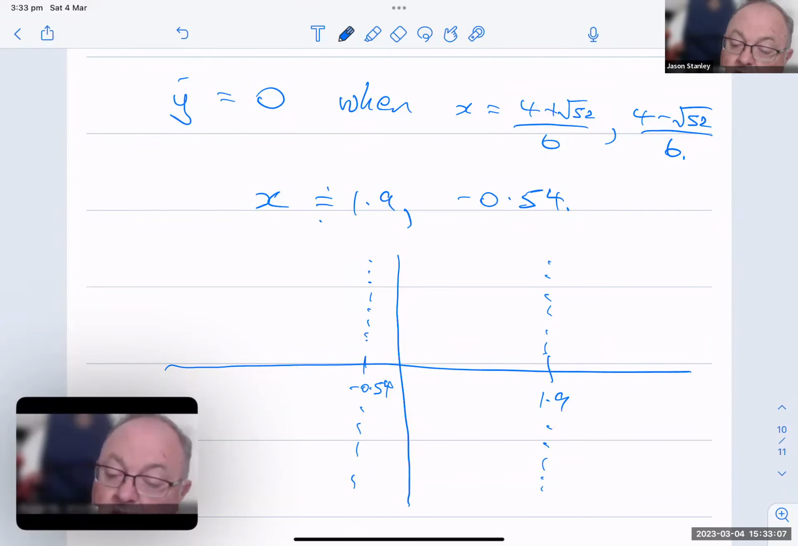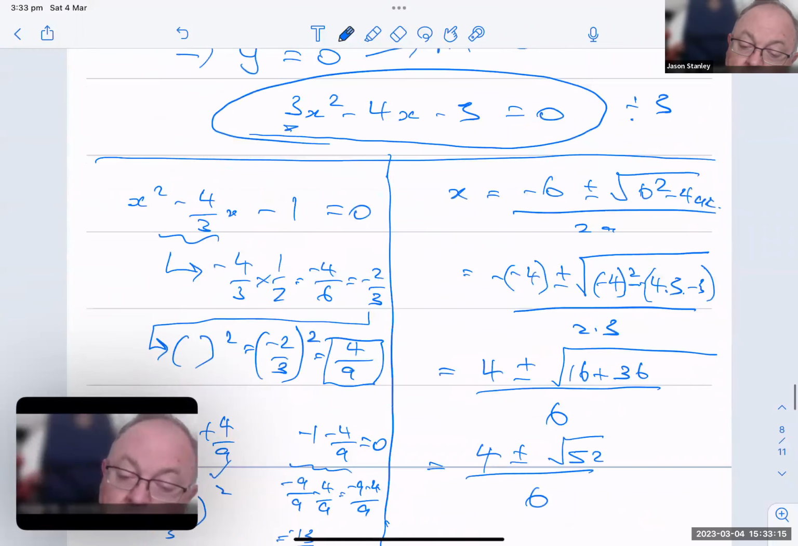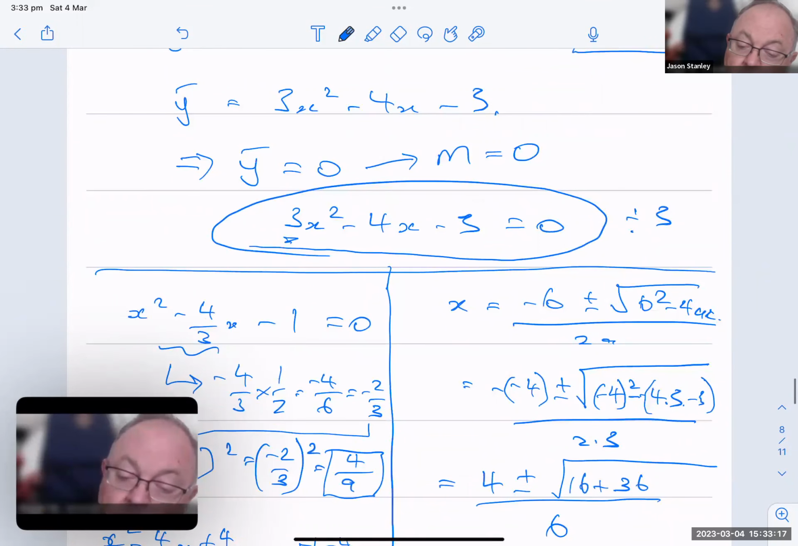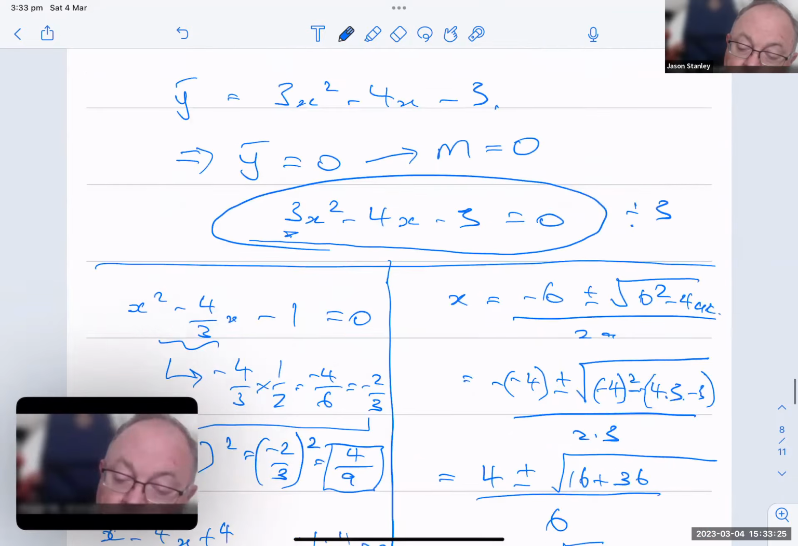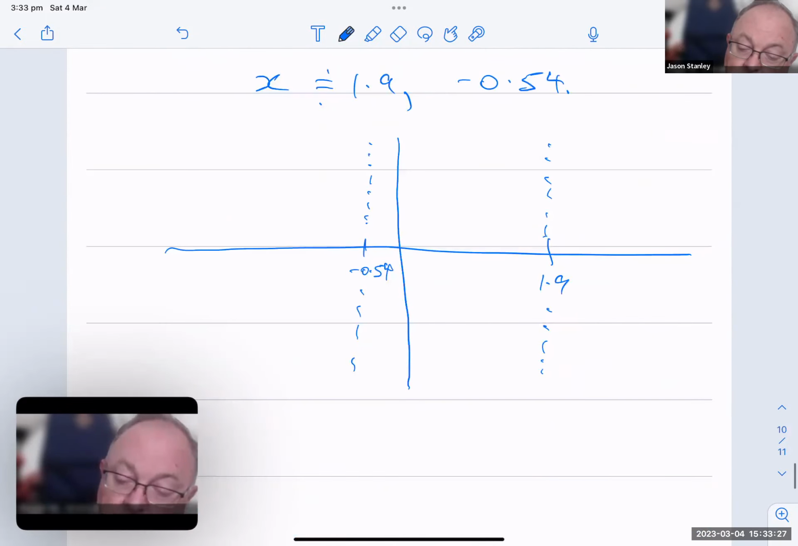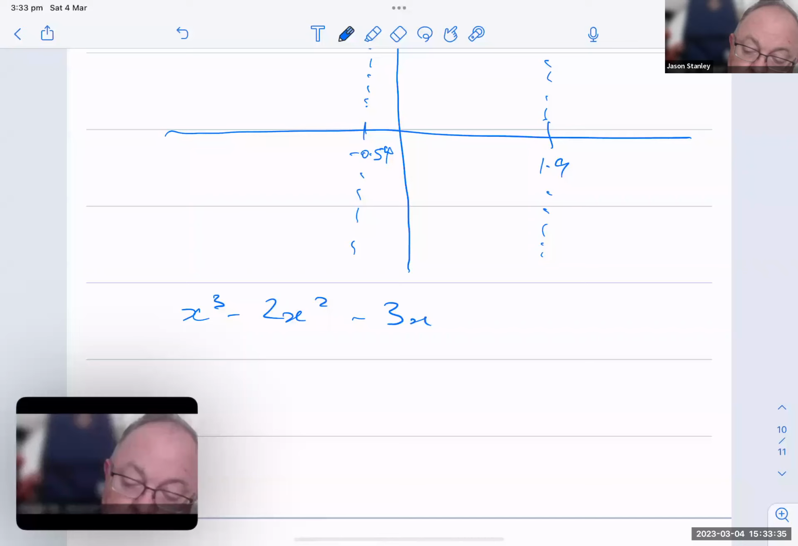So how do we find out where? Well, all we do is use function notation and put that value back into our original cubic. So 3x squared minus, x cubed minus 2x squared minus 3x. Somebody help me with that. x cubed minus 2x squared. Is that right?